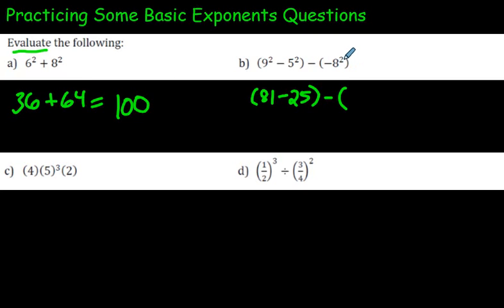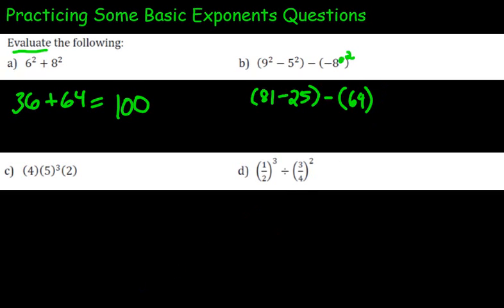I don't really like the way this is written because that little 2 would have been nicer to be written out here, which means it's for sure negative 8 times negative 8. But we're just going to assume that's the case here. So what is 8 times 8? Negative 8 times negative 8 is positive 64.